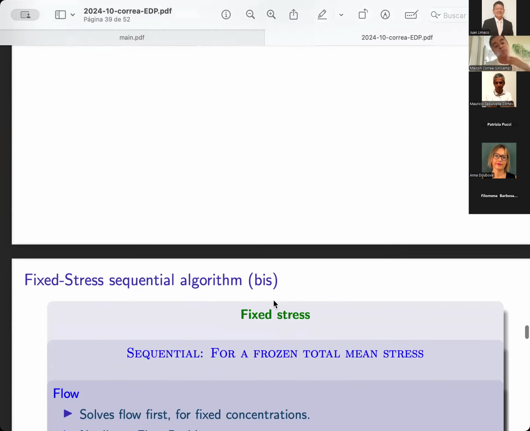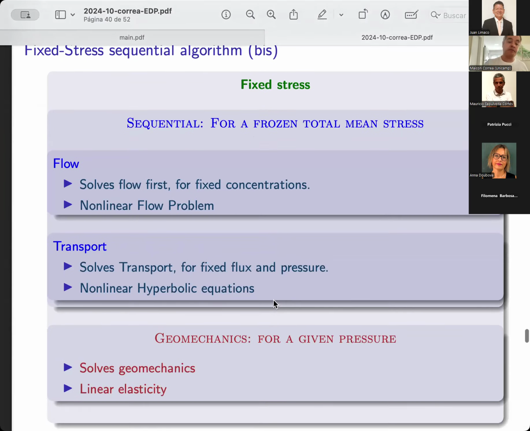Okay, so just summarizing, we are using a fixed stress algorithm. To do so, we need to solve for the flow. For the flow, we are using the mixed hybrid finite element formulation with the Raviart-Thomas space, composing a Newton solver for the flow problem. For the transport, we are using the central upwind scheme modified to contemplate the heterogeneous porosity, and for the geomechanics, using this mixed formulation for displacement.